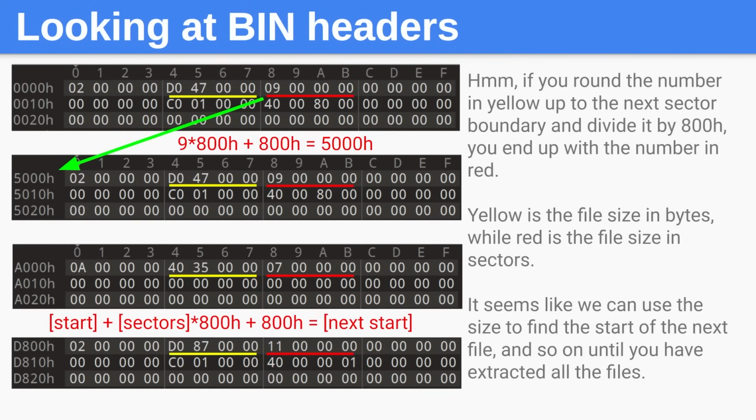Here's how it works. If you round up the number in yellow to the next sector boundary, which is a multiple of 800, and then divide that number by 800, you end up with the number in red. That means that this yellow is the file size in bytes, while this red number is how many sectors this file takes up. It seems like we can use this to find the start of the next file, so each file basically points to the next one in the list. By following that chain, we can extract all of the files in a bin package.